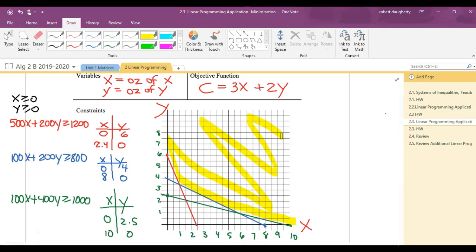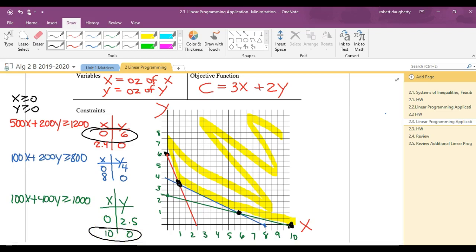Now, where are the vertices? There's one right there, one right there, one right there, and one right there. So you look at all the vertices of that region. Two of them are really easy. Two of them are going to require a little bit of work. What's this first one here? 0, 6. And what's this one over here? 10, 0.